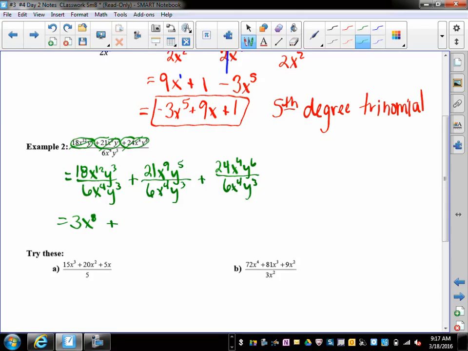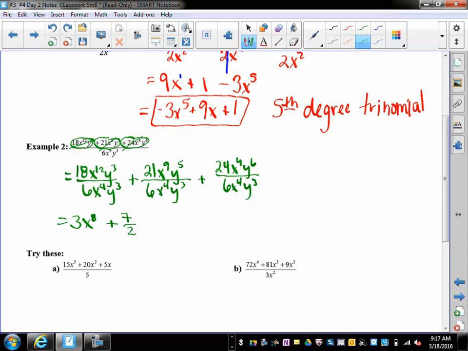Alright, 21 over 6. What does that reduce down to? 7 halves. These are each divisible by 3. 21 divided by 3 is 7. 6 divided by 3 is 2. So 7 halves.